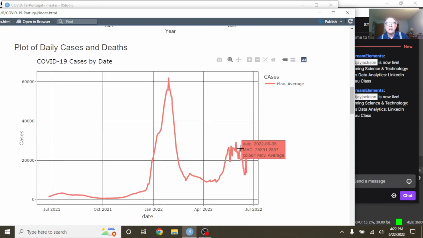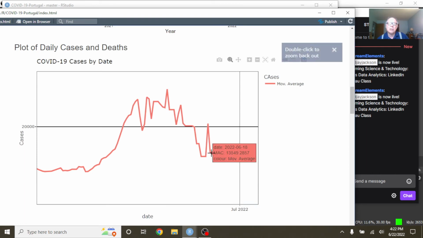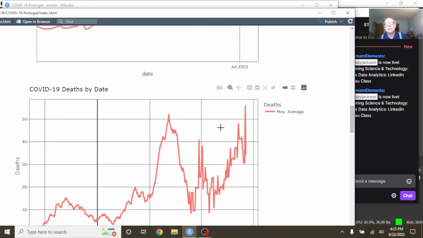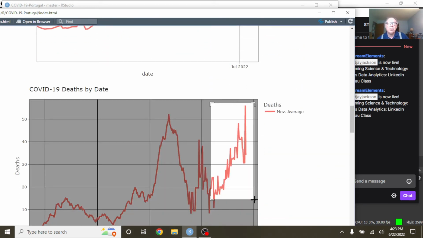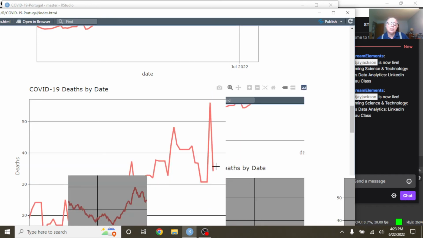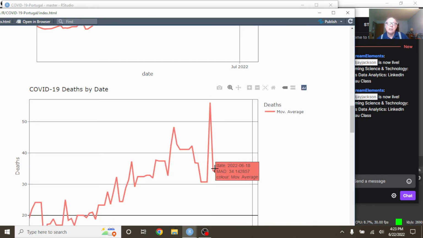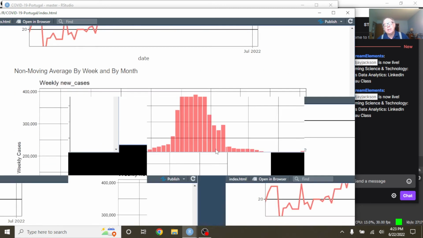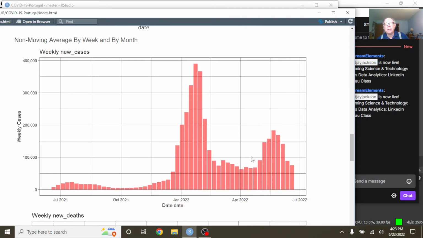You can see, unfortunately, they had a bad primary the last couple of months. So you can see this declining pattern. A few days drop here. As of June 18th, they're averaging 13,549 cases per day. Big increase in COVID-19 deaths. Well, you can see as of June 18th, Portugal is only averaging 34.13 deaths per day.